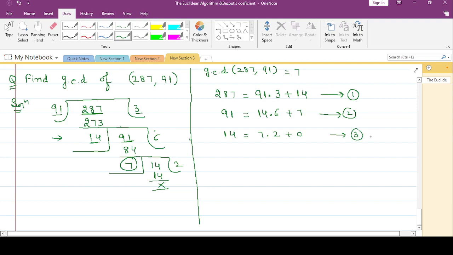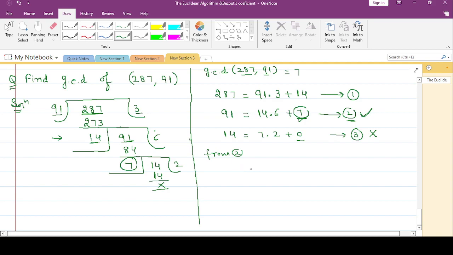You leave this equation where you are getting remainder 0 and start from the equation which is just behind it. So start from equation number 2. This 7 is your GCD. Now we want to express this GCD as a linear combination of our given numbers, and our given numbers were 287 and 91. So write this 7 as from equation 2.